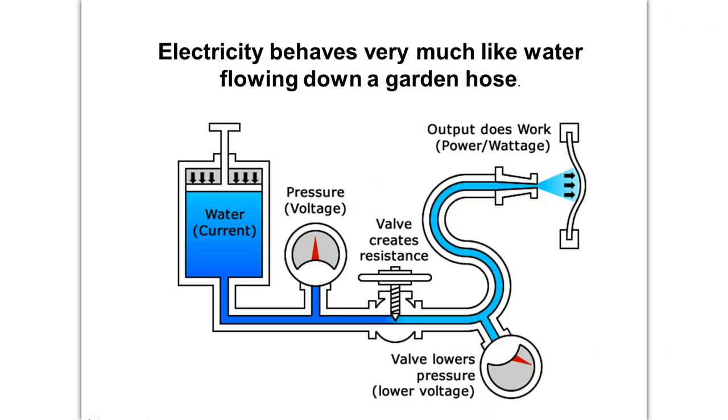Electricity behaves like water flowing down a garden hose. Water is easily understood, and electricity is just the same. The amount of water flowing in a hosepipe system is like the amount of current in an electrical system. If you have more water flowing, you have more current. The amount of pressure on the hosepipe is like the amount of voltage in an electrical system. If you have more pressure, it is like having more voltage.